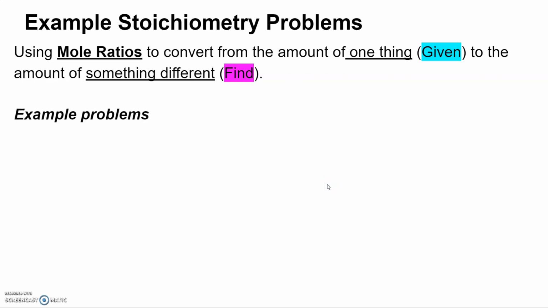So what I want us to do today is go over some example problems so you get a sense of the type of problems that you'll be dealing with in this unit. And then we're going to start practicing identifying or choosing the correct conversion factors to solve.